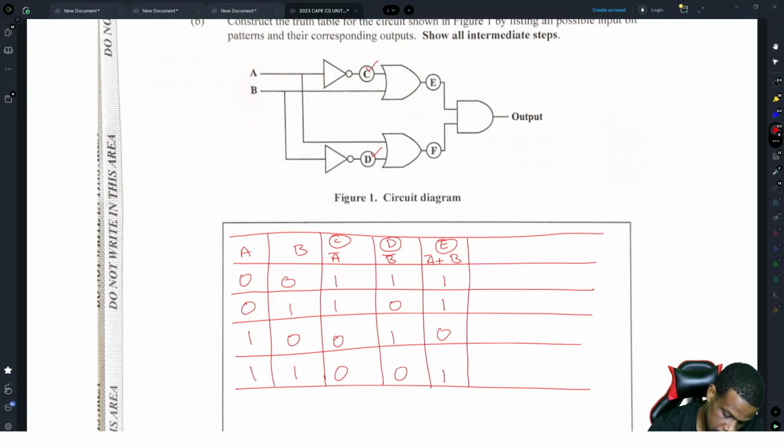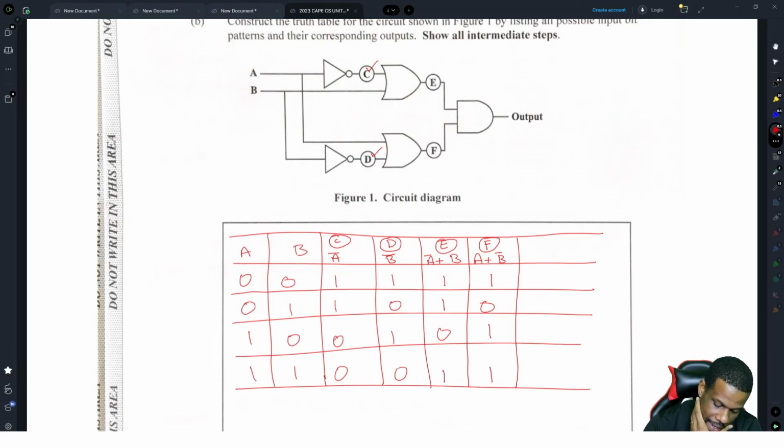Then from the E, we move on to F, which is A or not B. A or not B, correct. So 0 or 1 is 1. 0 or 0 will be 0. 1 or 1 will be 1. 1 or 0 will be 1. Let's say that one more time. 0 or 1, 0 or 0, 1 or 1, 1 or 0, right?